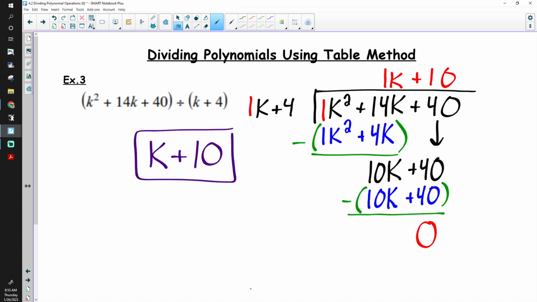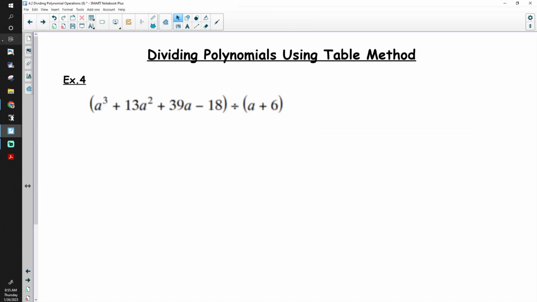Alright, we got one last one to do together, yeah? One last problem to do together. Okay, a little bit longer. Okay, setup is exactly the same. Draw your L.